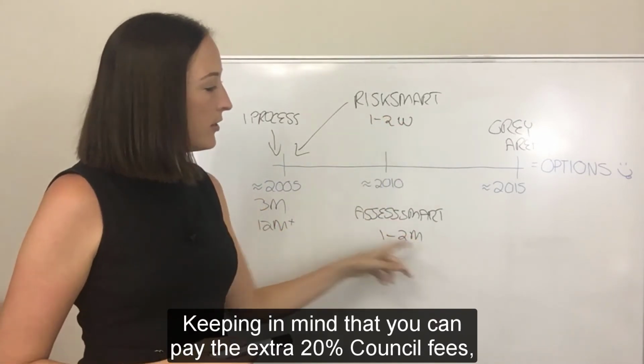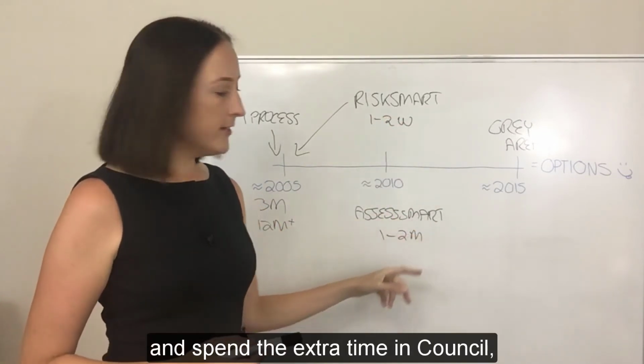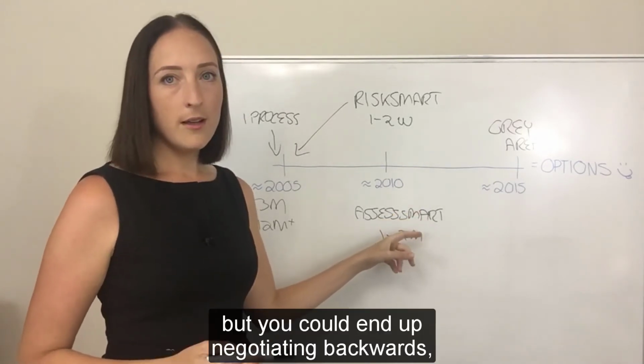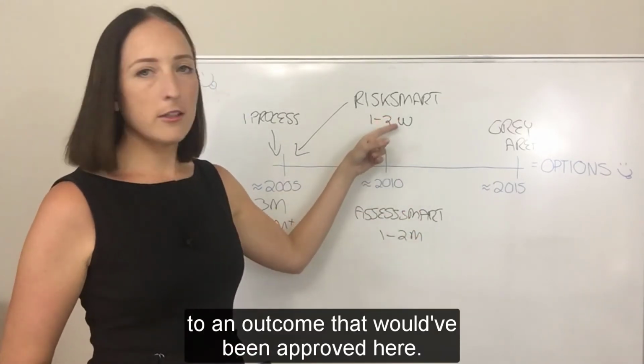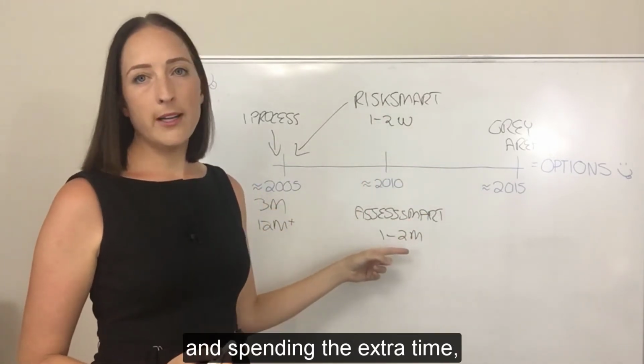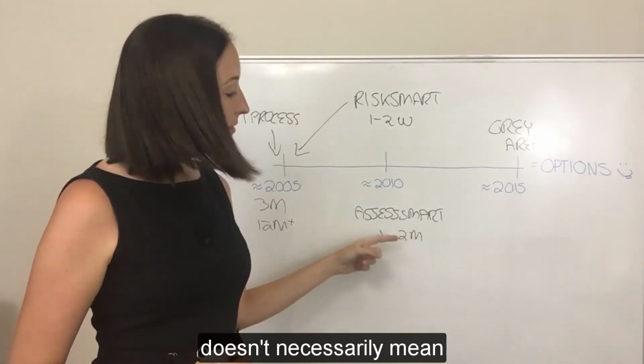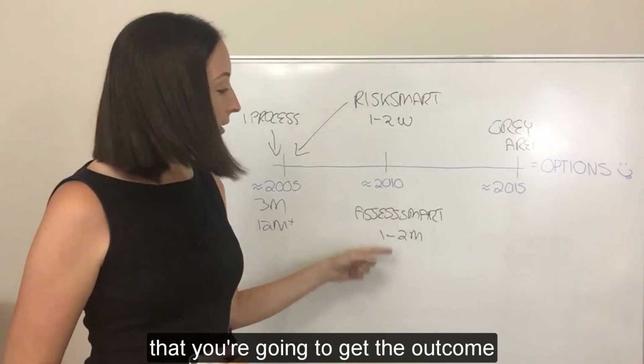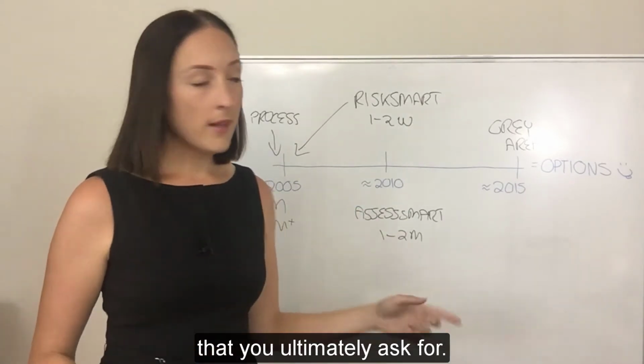Keeping in mind that you can pay the extra 20% council fees and spend the extra time in council, but you could end up negotiating backwards to an outcome that would have been approved here. So just because you're paying the extra money and spending the extra time doesn't necessarily mean that you're going to get the outcome that you ultimately asked for.